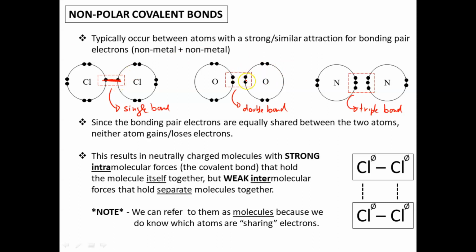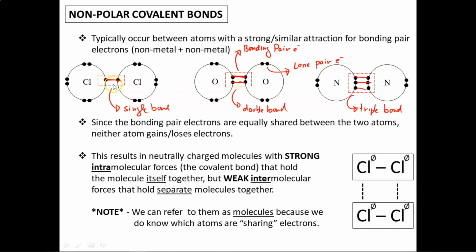Over here we see two pairs of electrons, so we call it a double bond. And over here it's a triple bond because there are three pairs of electrons involved. Now these pairs of electrons are referred to as bonding pair electrons because they're involved in the chemical bond. Since these ones are not involved in chemical bonds, they're by themselves, we call them lone pair electrons instead.